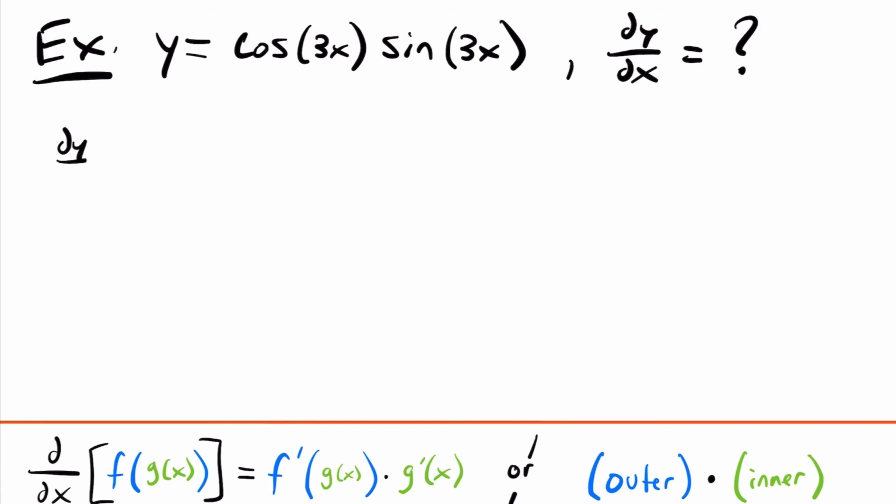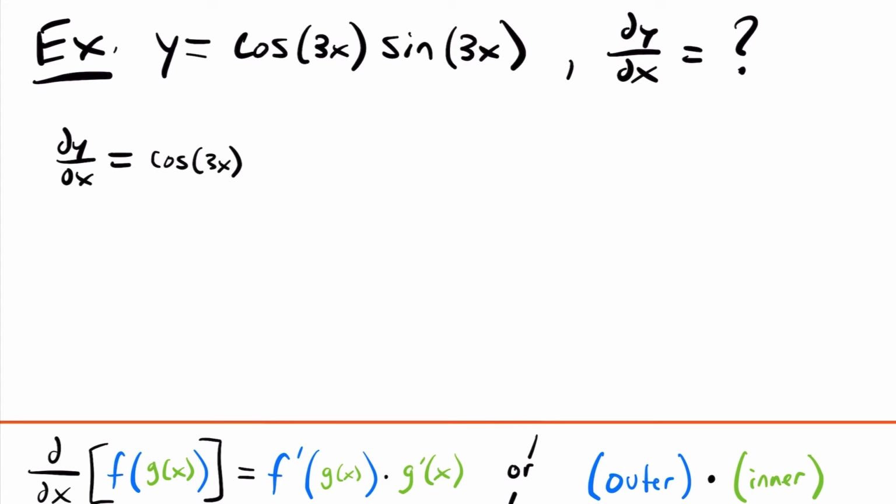We have dy/dx is going to be equal to our product rule process. So let's think about our product rule here. We start by writing our original first function, which in this case is going to be cosine 3x. So we'll have cosine 3x multiplied by the derivative of our second function. So now this is where our chain rule comes into play. Let's quickly identify that our outside function here is sine, and our inside function is 3x.